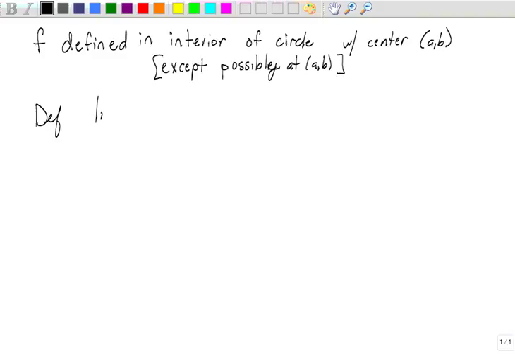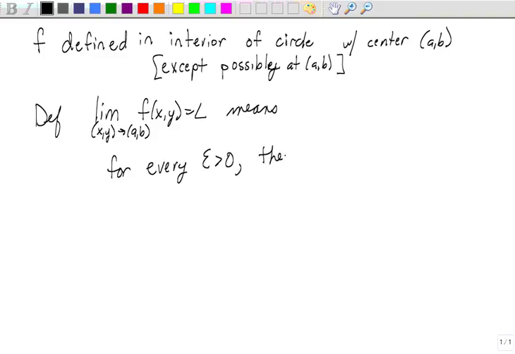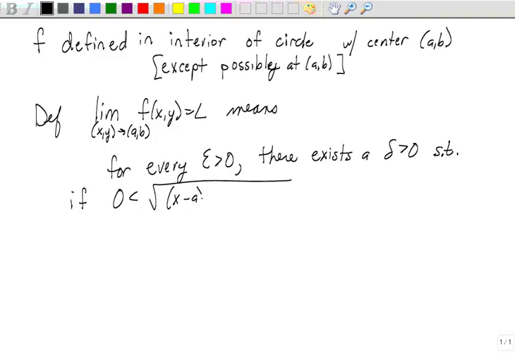And the definition of limit as (x, y) approaches (a, b) means: for every epsilon greater than 0, there exists a delta greater than 0 such that if your x and your y are inside the circle of radius delta, then your function's close to L.